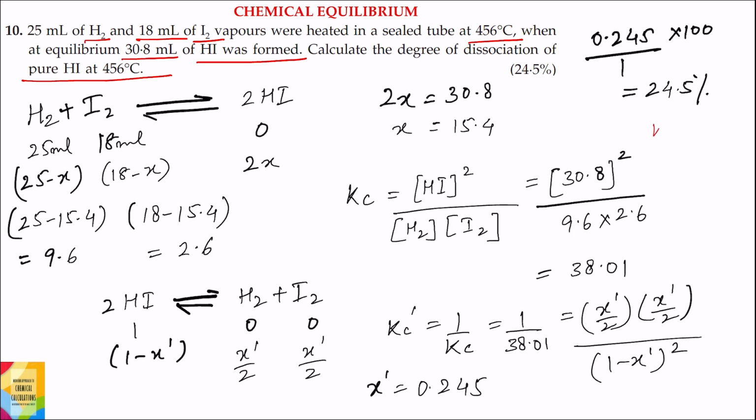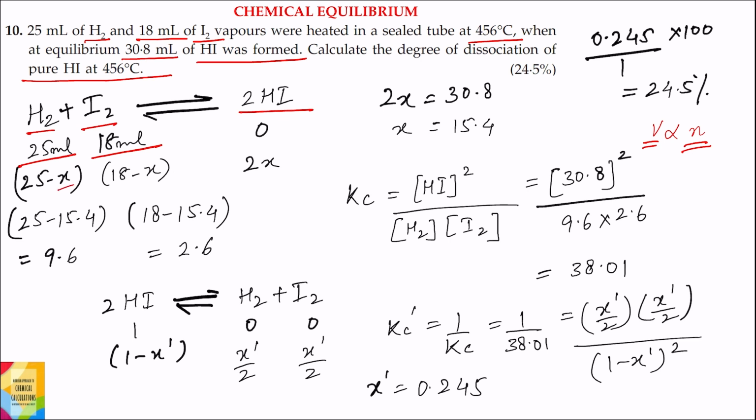So volume is directly proportional to number of moles. Here n denotes number of moles and V denotes volume. Now the equation is H2 plus I2 forming 2HI. Initially 25 ml of H2, 18 ml of I2 were present and amount of HI was 0.